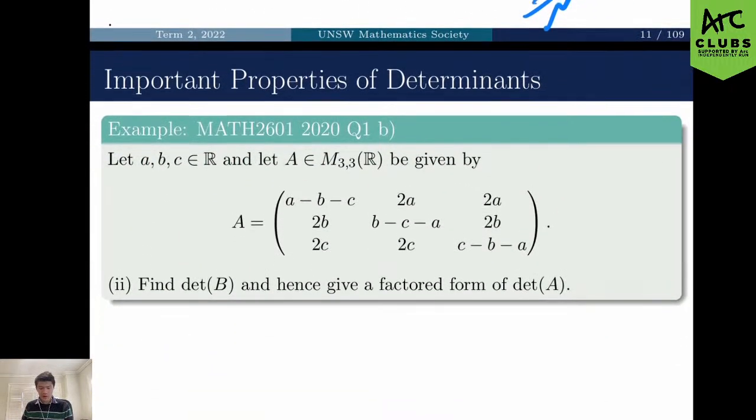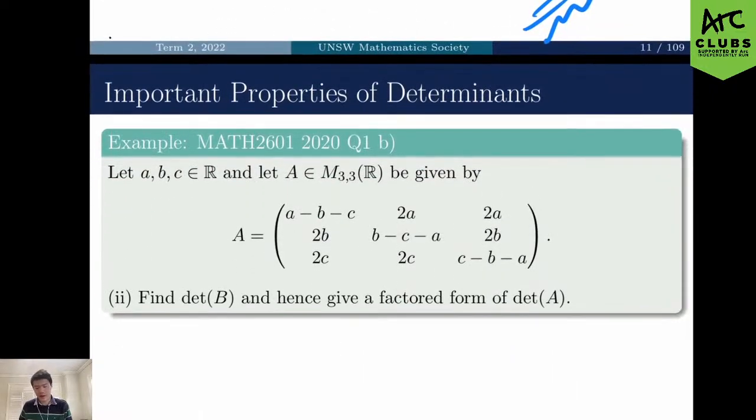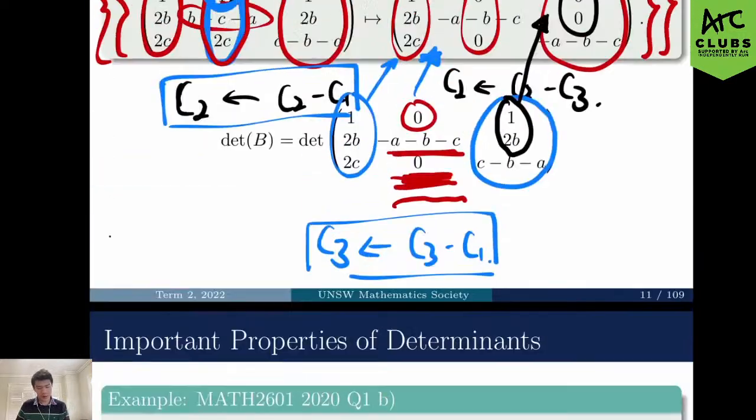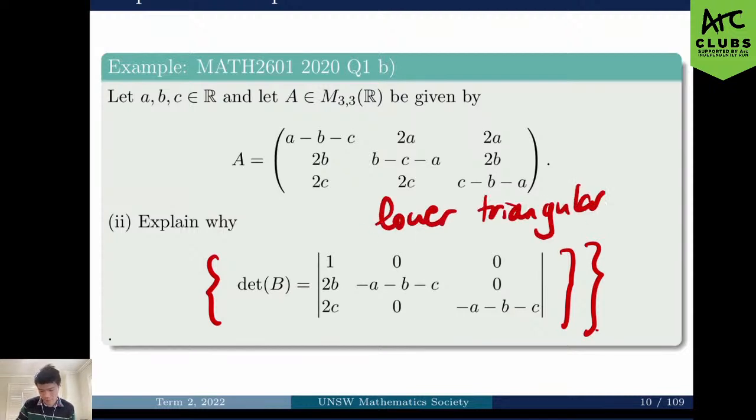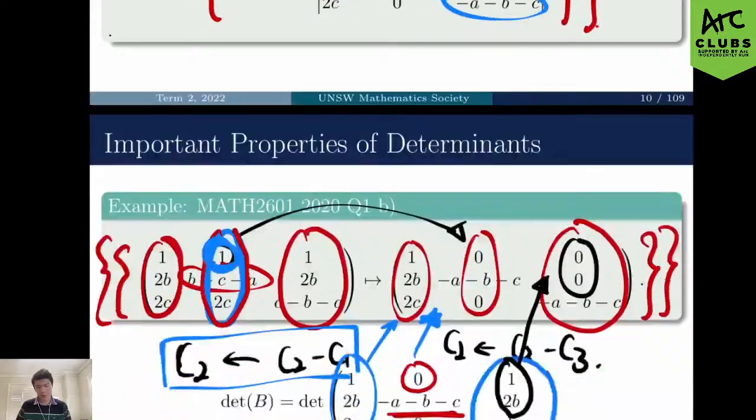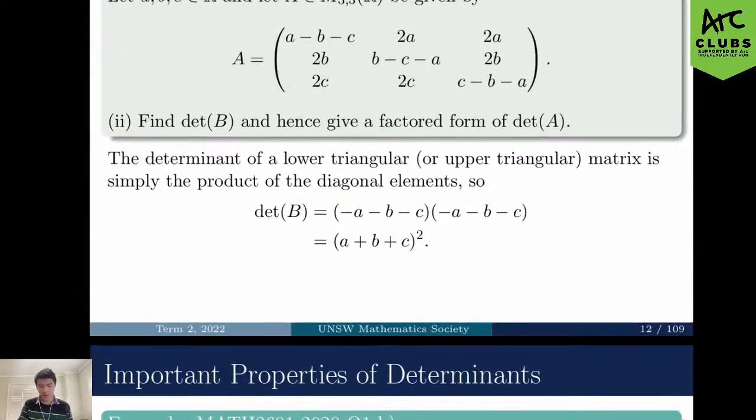Cool. And the final thing they want us to do is find the determinant of b, and therefore give a factored form of determinant of a. Well, let's look at what we've shown so far. Determinant of b is equal to the determinant of this lovely little thing. And why is it lovely? Well, it's lovely because it's a lower triangular matrix, which means that basically we can just take the diagonal terms. So determinant of b is equal to, well, I'll just write this down. These two things multiplied, which is a plus b plus c squared.